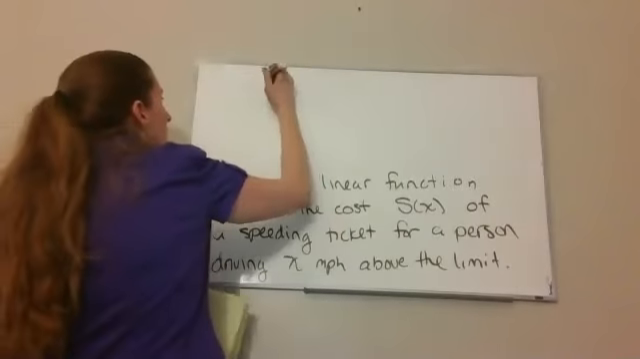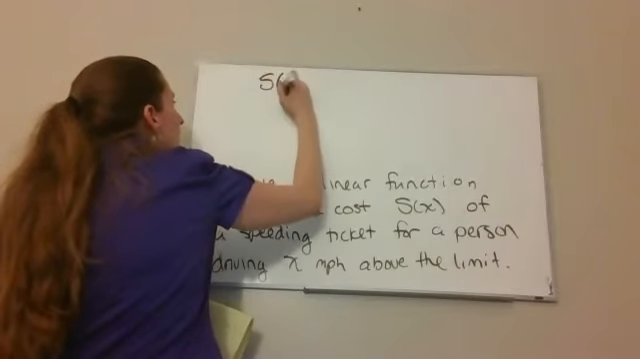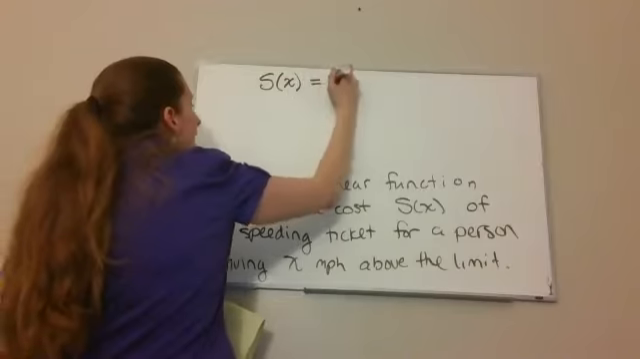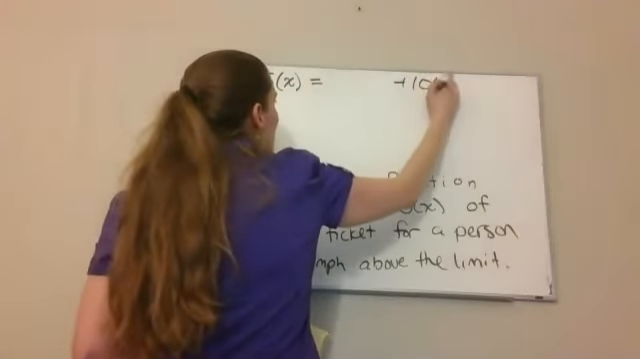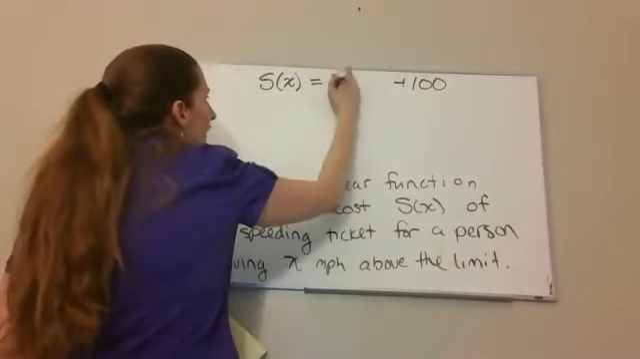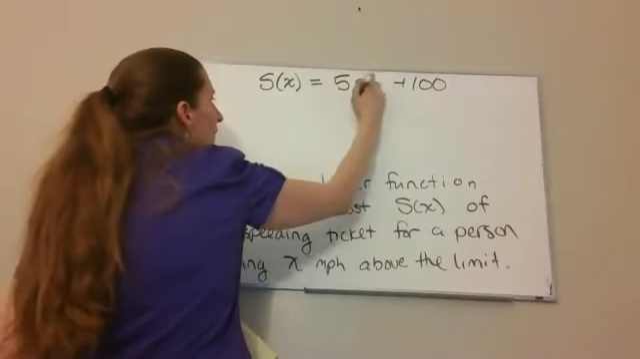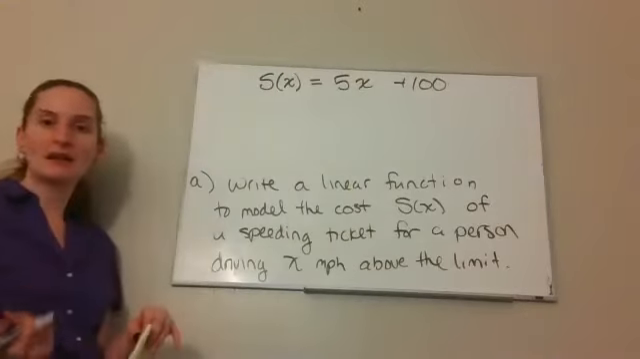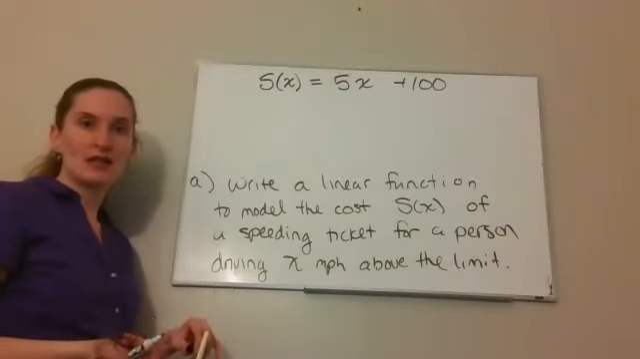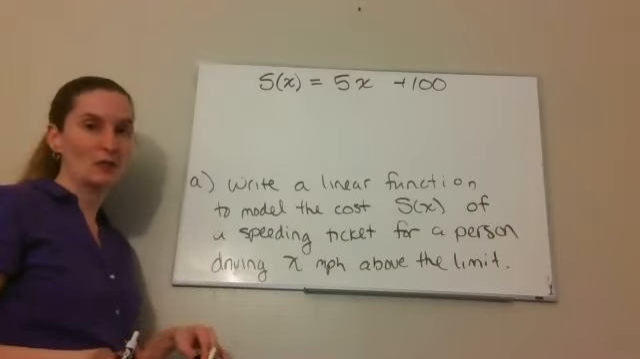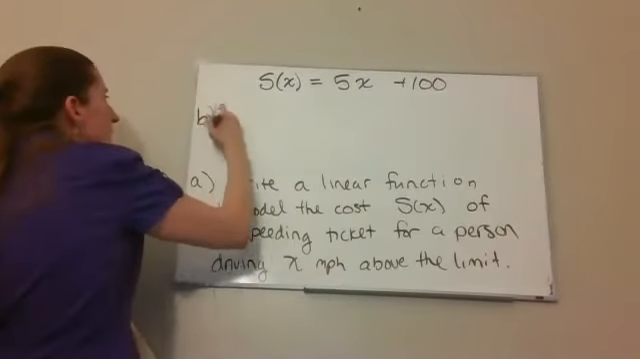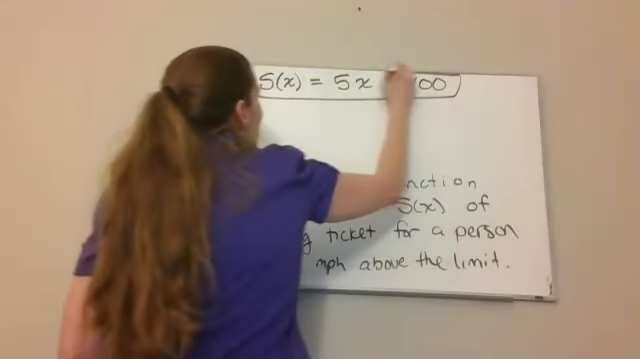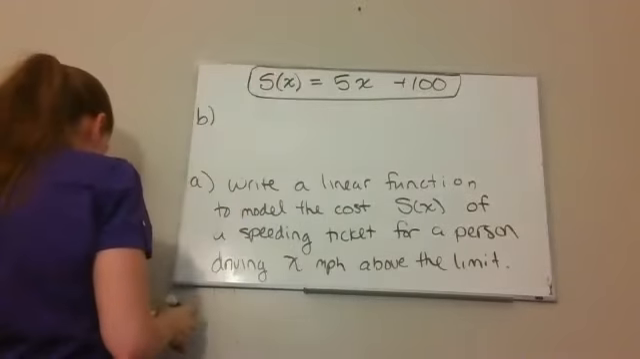So if I'm going to write this function, I always have $100, but I also have $5 times the number of miles per hour above the limit. So I get 5x plus 100. That's going to model our cost of the speeding tickets.